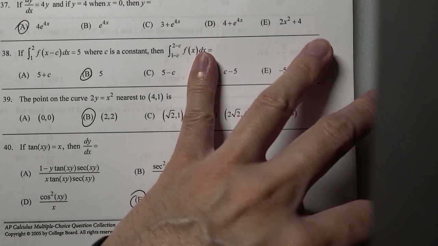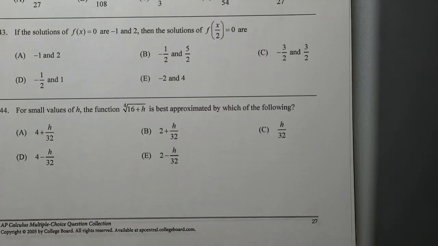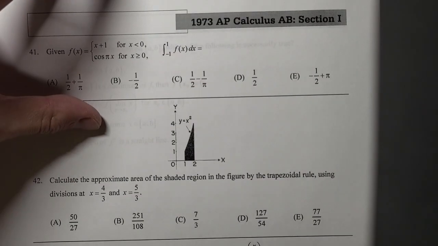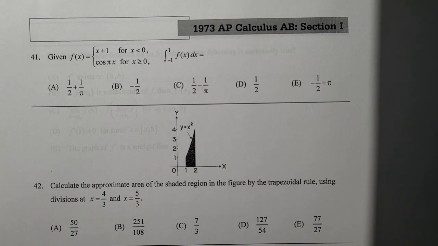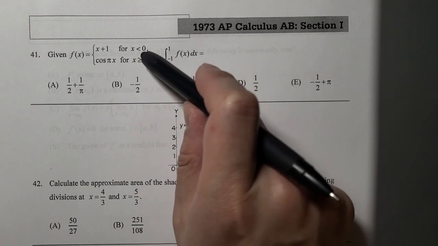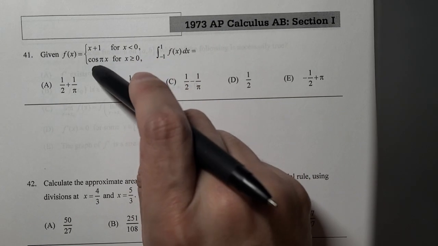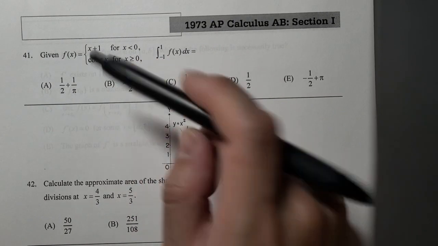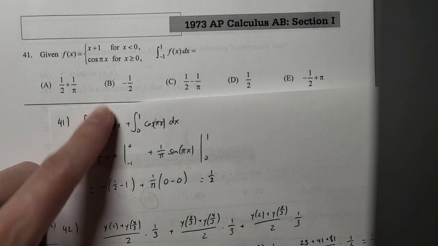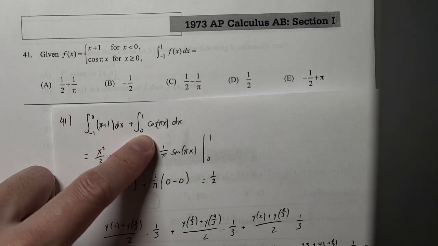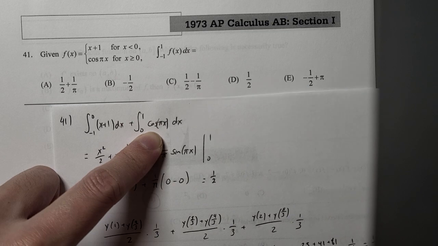I guess I'll just finish the remaining 5 problems in this video. Given f of x is this piecewise function, what's the integral from -1 to 1 of f of x dx? So we have to break this integral up because it's piecewise. When it's less than 0, we integrate this curve. When it's greater than 0, we integrate this curve. So it's the integral from -1 to 0 of x plus 1 dx, plus the integral from 0 to 1 of cosine pi x dx.